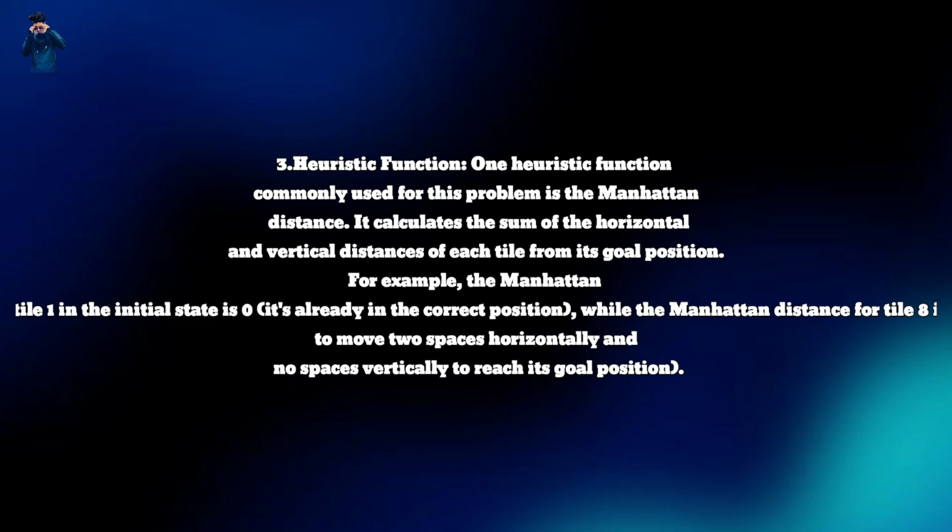3. Heuristic function. One heuristic function commonly used for this problem is the Manhattan distance. It calculates the sum of the horizontal and vertical distances of each tile from its goal position. For example, the Manhattan distance for tile 1 in the initial state is 0, it's already in the correct position, while the Manhattan distance for tile 8 is 2, it needs to move 2 spaces horizontally and no spaces vertically to reach its goal position.